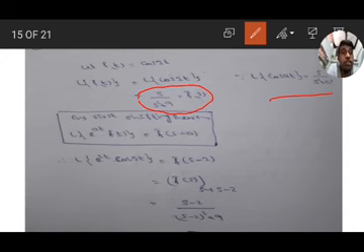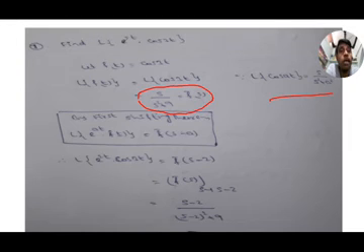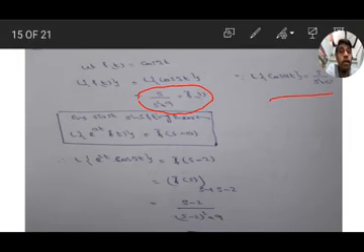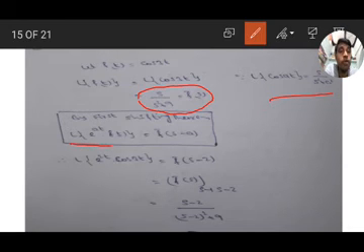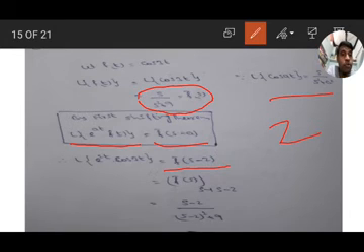Then by the first shifting property, it is L of e to the power of 2t into cos 3t. By the first shifting property, L of e to the power of at f of t equal to f bar of s minus a, here a equal to 2. So f bar of s minus 2: in f bar of s we have to replace s by s minus 2. So the final answer is s minus 2 by s minus 2 whole square plus 9.